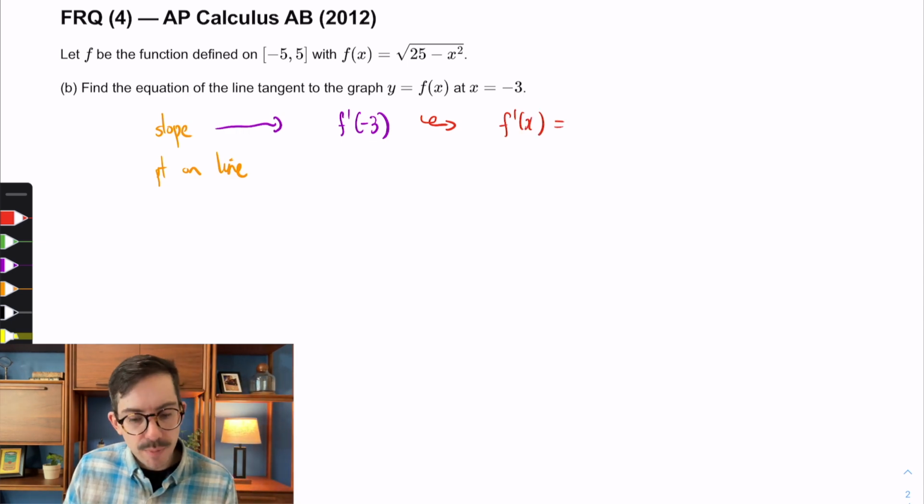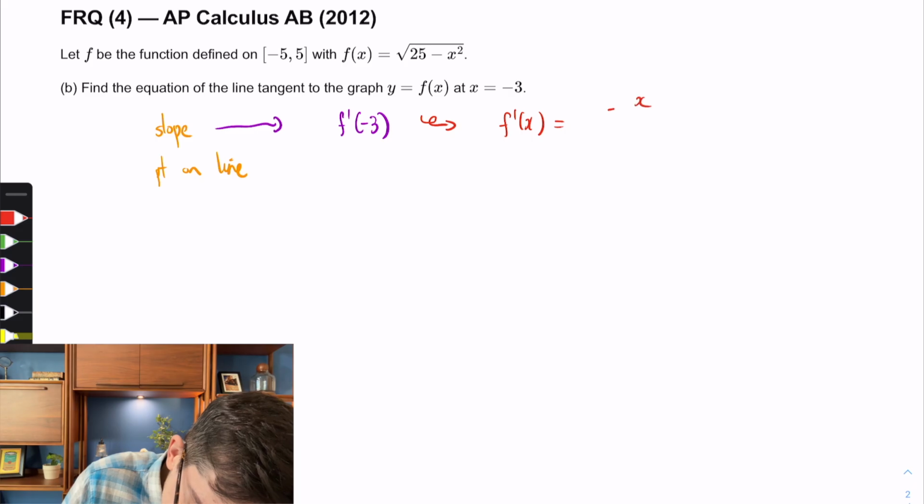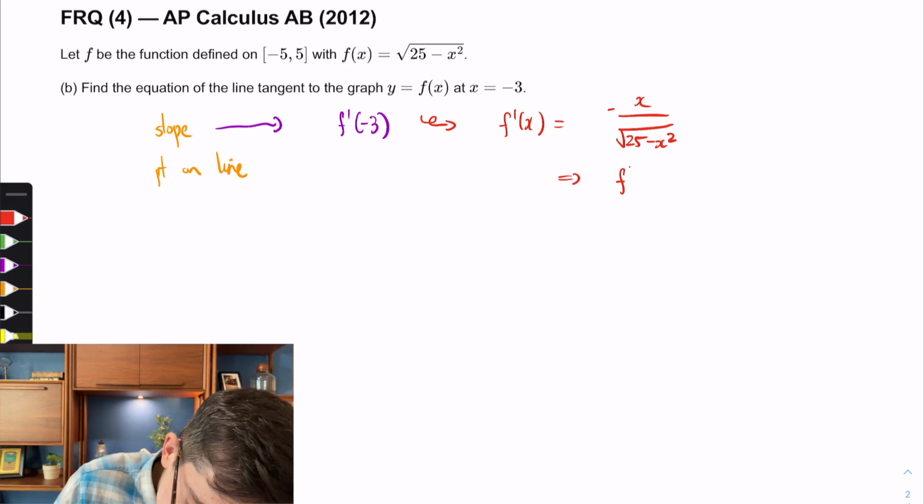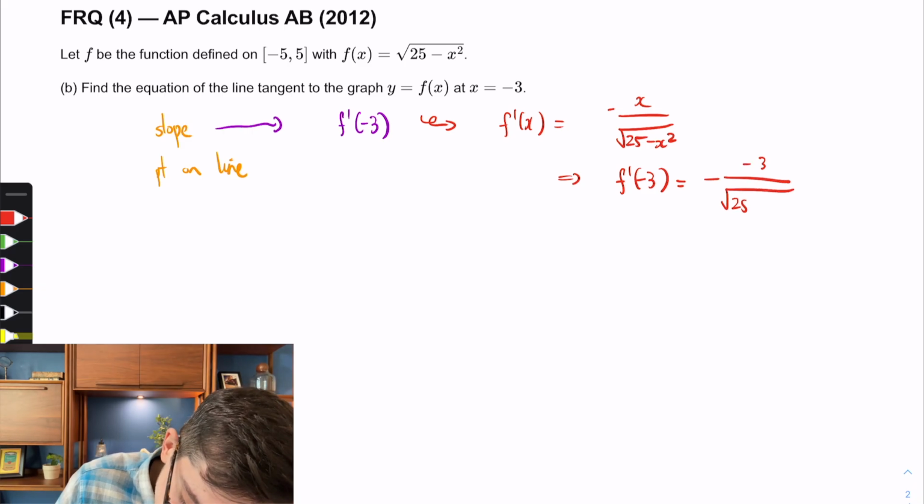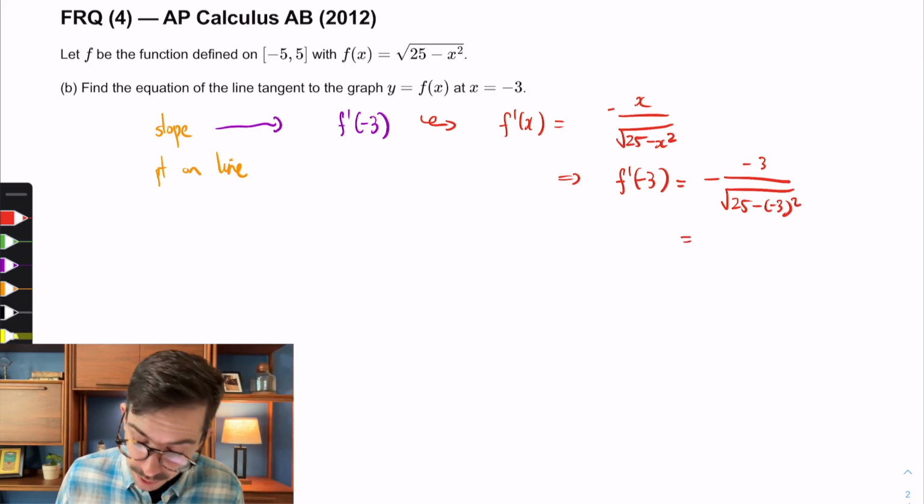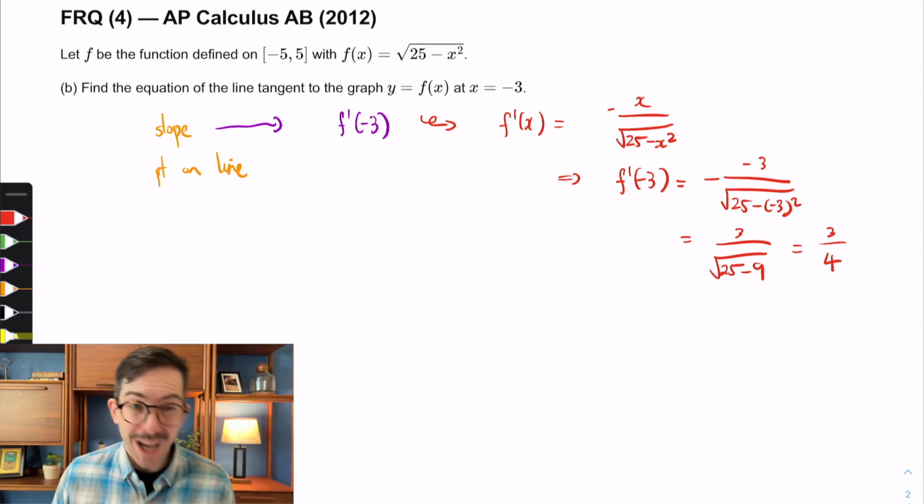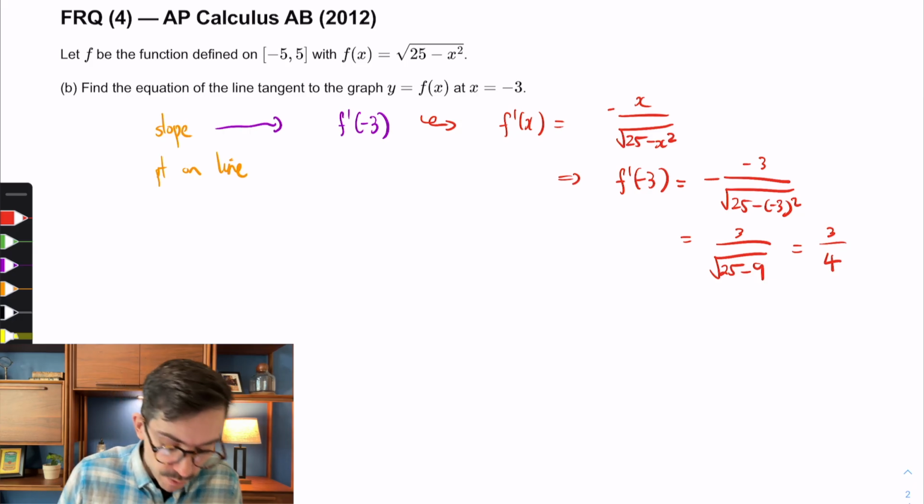Well, I figured that out in part A, right? It was negative x over the square root of 25 minus x squared. So if I substitute in negative 3, I get negative 3 all over the square root of 25 minus negative 3 squared. Let's tidy this up a little bit. Those negatives will cancel. I'll get 3 over the square root of 25 minus 9, which comes out as 3/4.